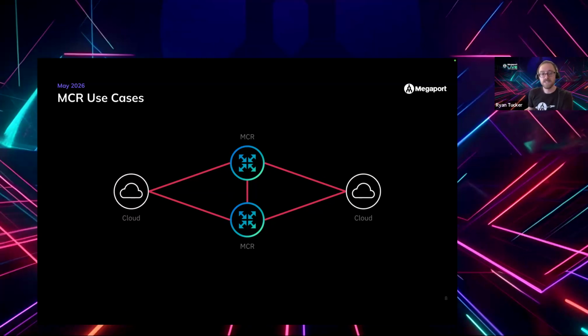Slightly more complex, but still really with all the default settings on all the ends, usually this works fine. It pretty much behaves the way you'd expect. The MCR will just re-advertise the routes that it receives to the other cloud. So it's pretty straightforward.